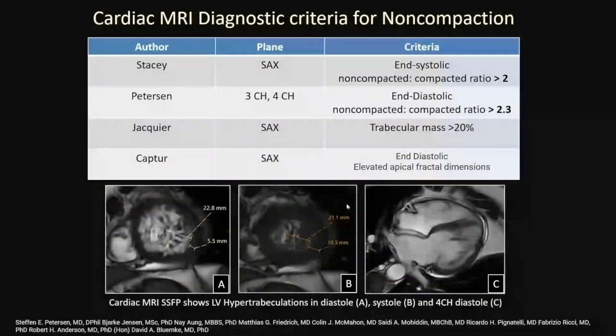These are some of the criteria that can be used. Again, more commonly used is an end diastolic non-compacted to compacted ratio of more than 2.3. There is a systolic one also. And trabecular mass is kind of hard, but you can do that in difficult cases also.